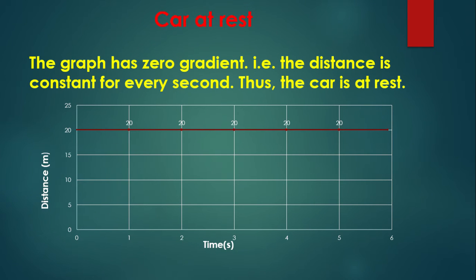Car at rest. The graph has zero gradient. The distance is constant for every second. Thus the car is at rest. The time is 1, 2, 3, 4, 5 seconds. The distance traveled in each second is 20 meters. So the graph has zero gradient.